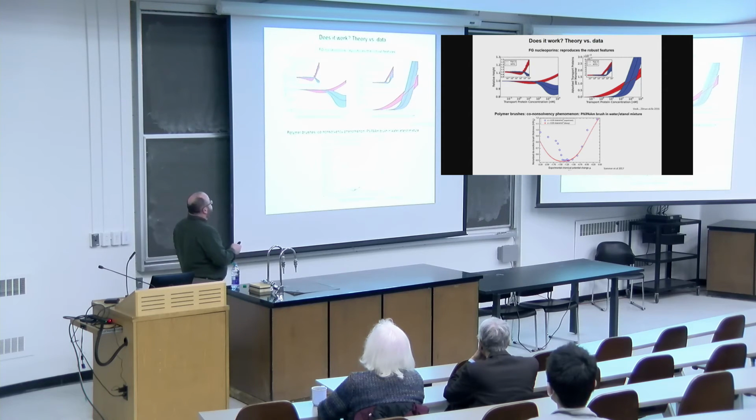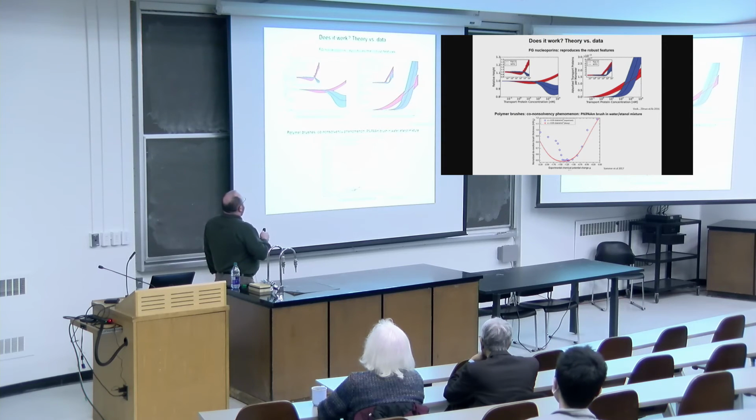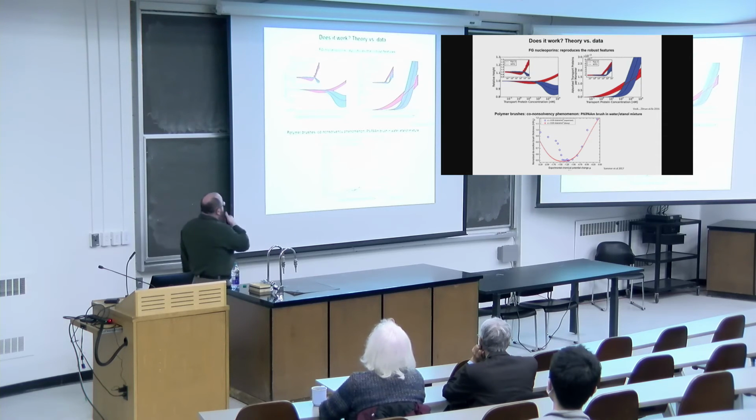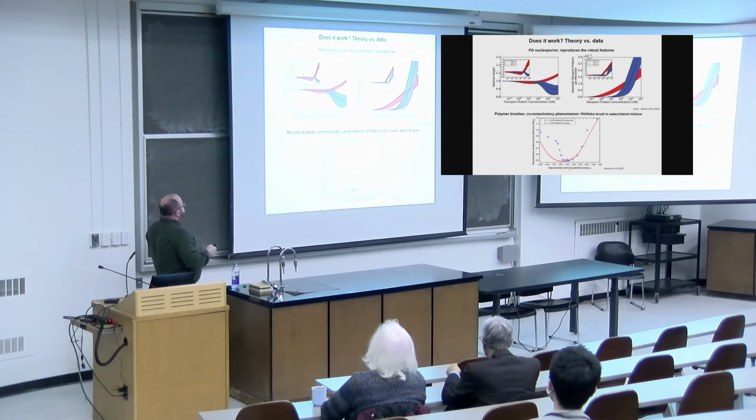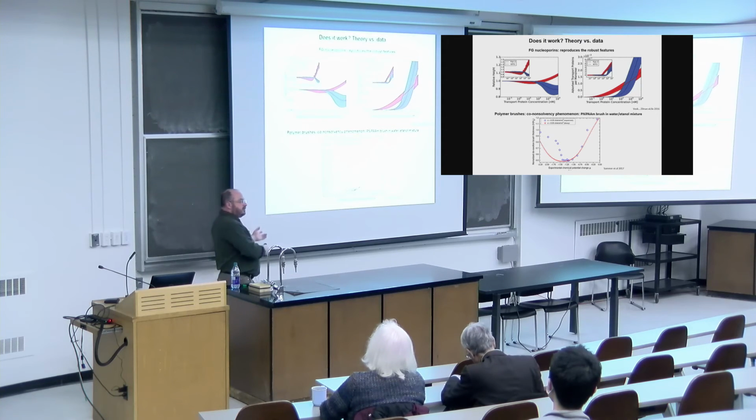This is the experimental data for those grafted layers, which I showed before. As you add more transport proteins, the height of this layer goes down, and then it starts to swell more. And this is exactly what happens, and the theory even reproduces the difference between the large transport proteins and small transport proteins and things like that.